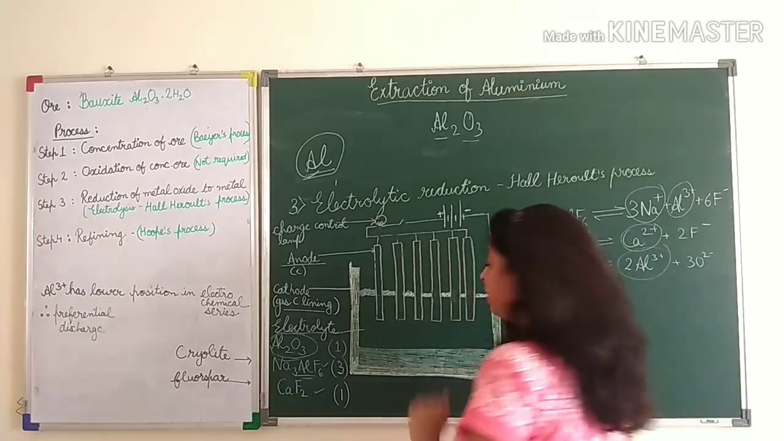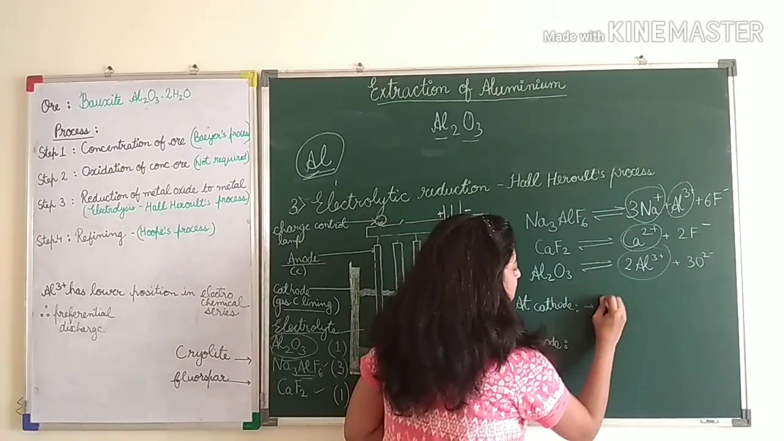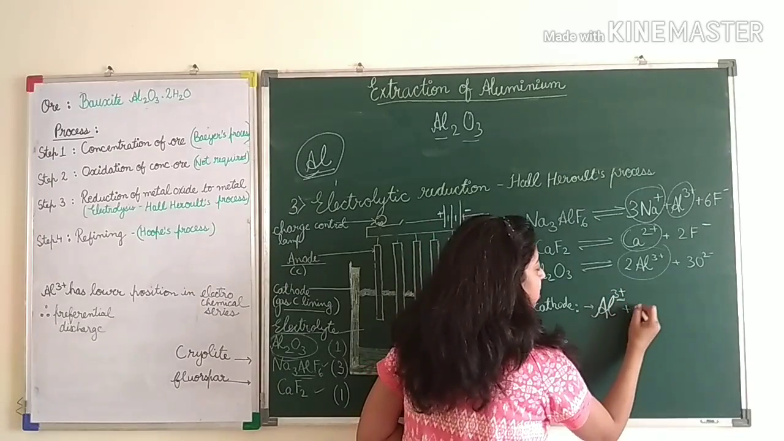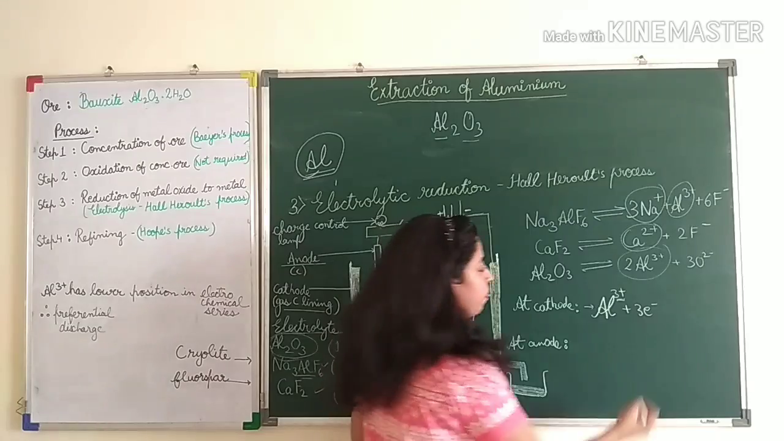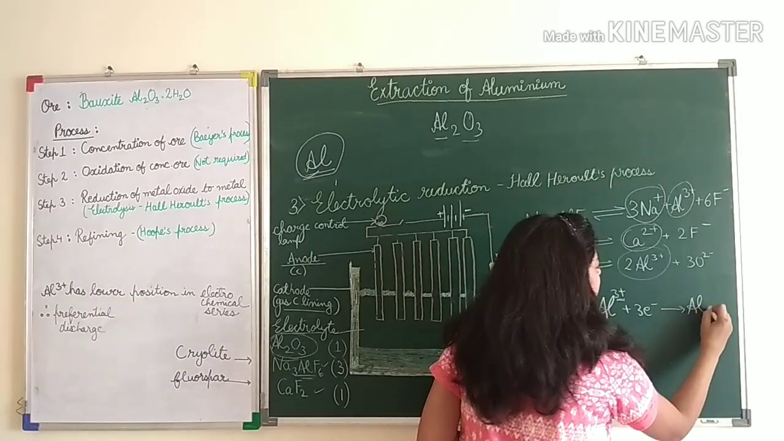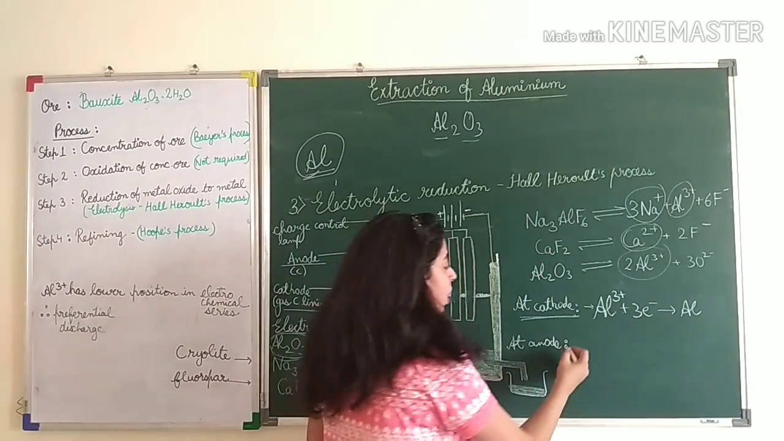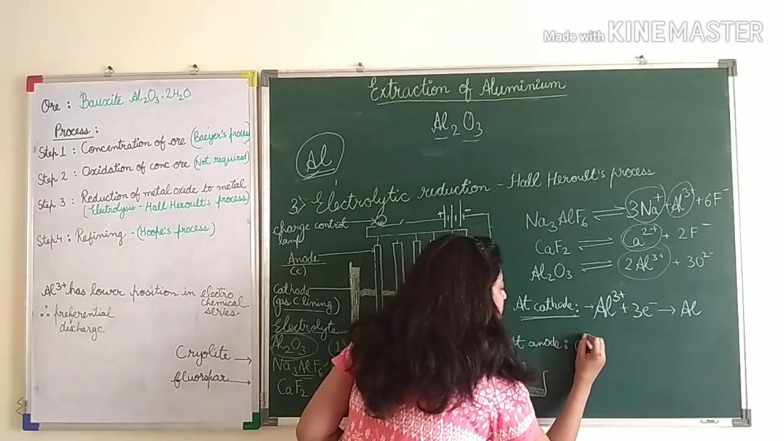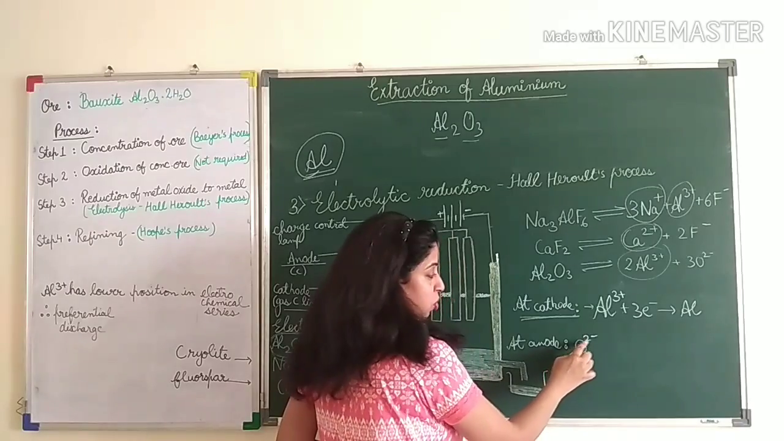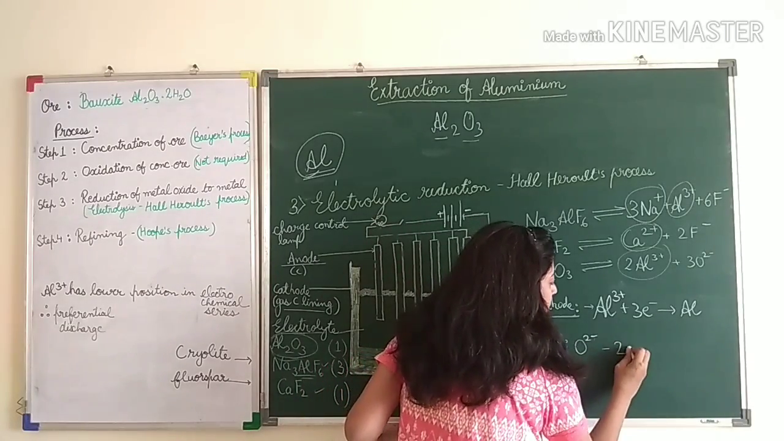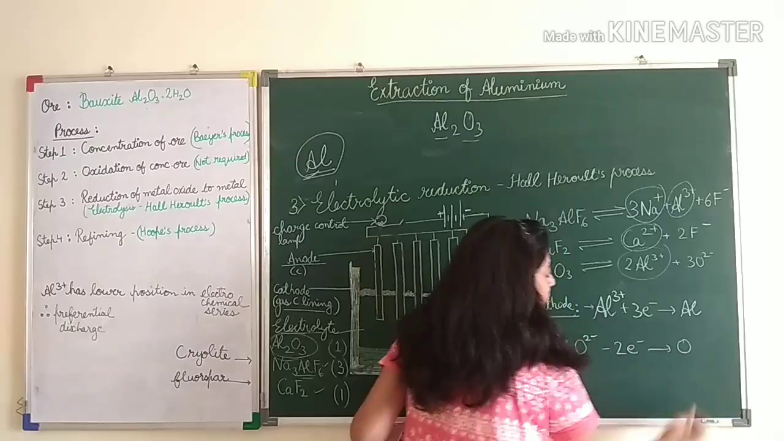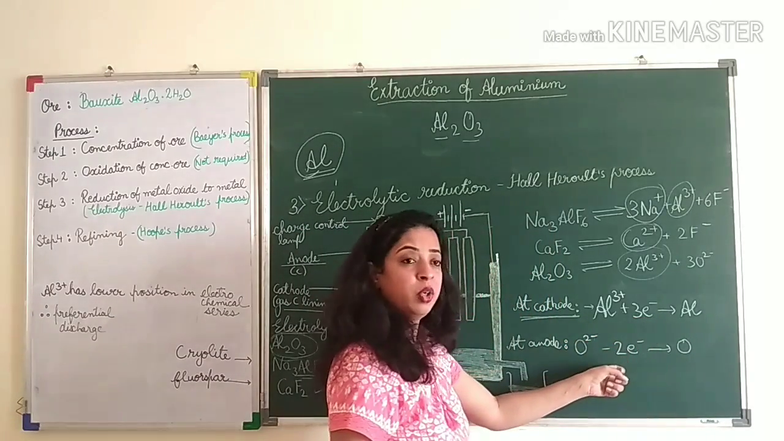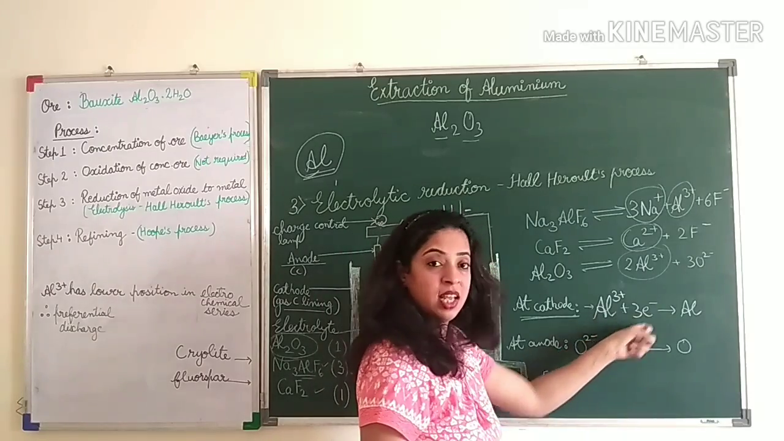At the cathode, now see this very properly, aluminium +3 will go. Since it is +3, it will accept 3 electrons and form aluminium, and it will get deposited. Now at the anode, out of fluorine and oxygen, oxygen will go. Since it is O2 minus, it will lose 2 electrons and form oxygen atom. But here 3 electrons are accepted and here 2 electrons are lost, so we have to balance the electrons.